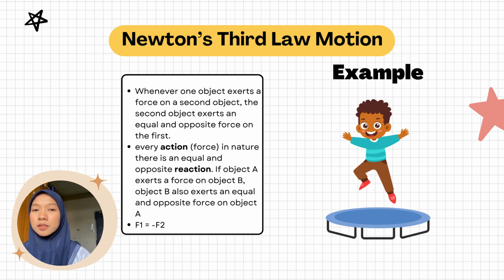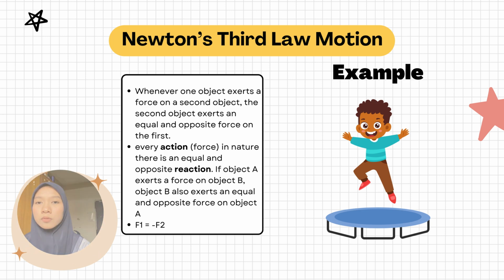For example, jumping on a trampoline. When you jump on a trampoline, the trampoline surface pushes against your feet with an equal and opposite force, propelling you upward. The harder you push against the trampoline, the higher you will bounce.